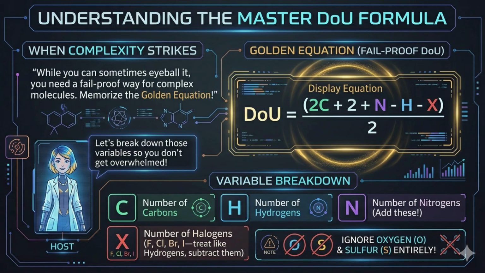Here's the best part. There are 2 elements you can ignore entirely. If your molecule has oxygen or sulfur, just skip them. They don't change the degree of unsaturation, so they don't even get a seat in the equation. Plug your numbers in, divide the final result by 2, and you've got your answer. It's the fastest way to turn a chemical formula into a clear mental picture of a molecule. Ready to see it in action with an example?